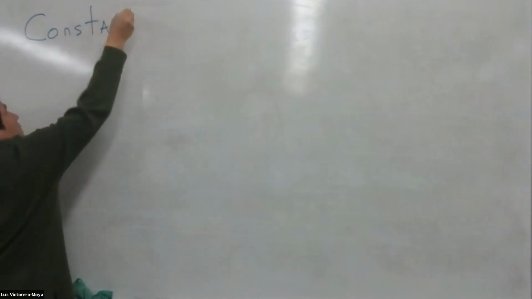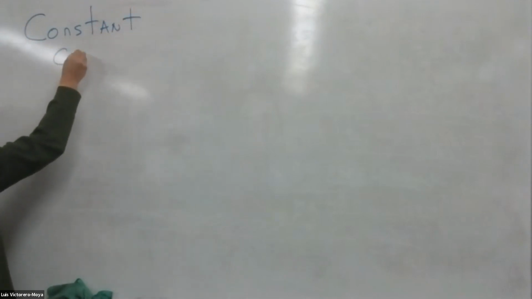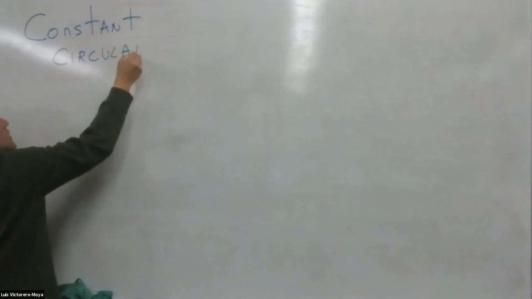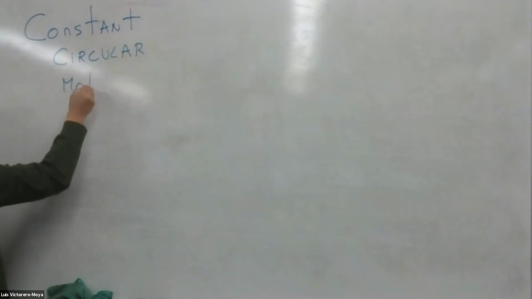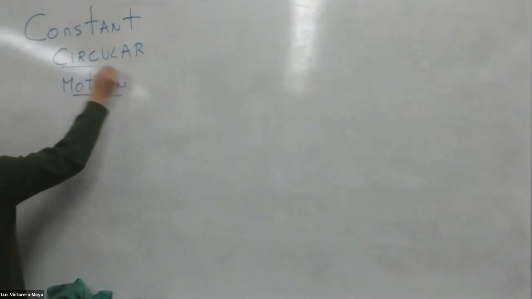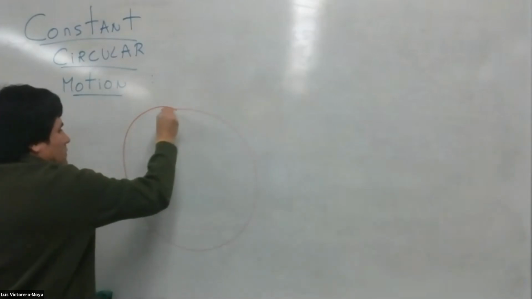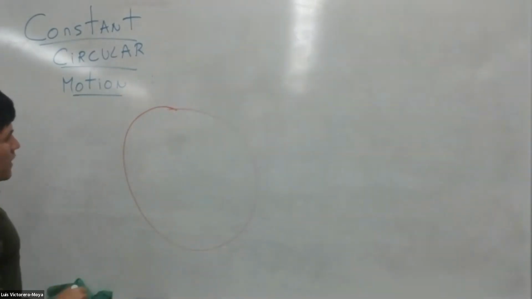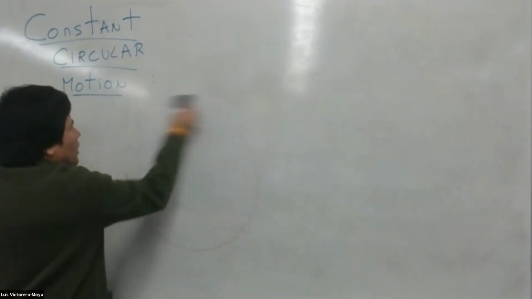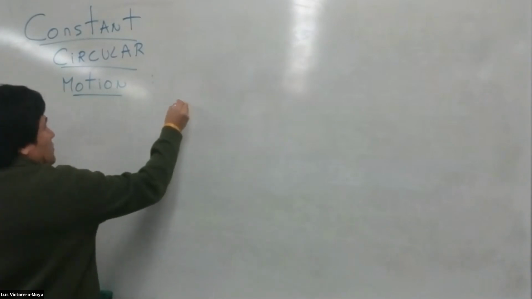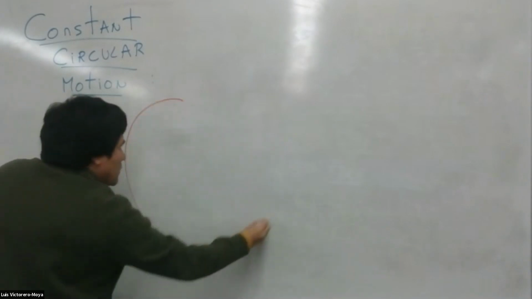All right, so just as an introduction for the constant circular motion, I'm going to make it very simple. We call it constant because there is just one acceleration. And you're probably thinking, how come there is an acceleration? Well, what did we learn last time? We learned that in order to have acceleration, the velocity has to change, but also the direction has to change.